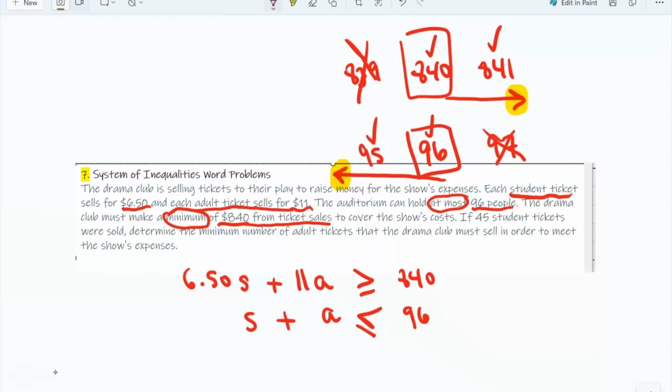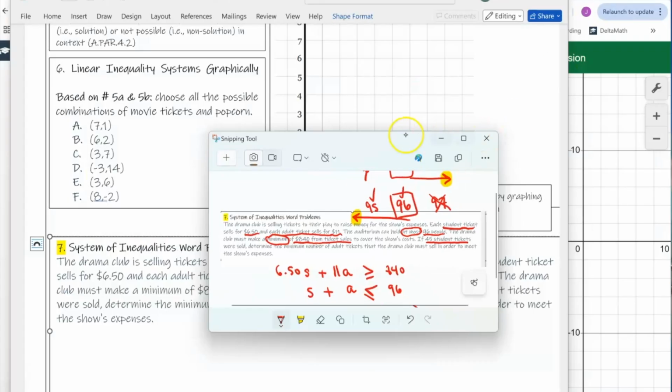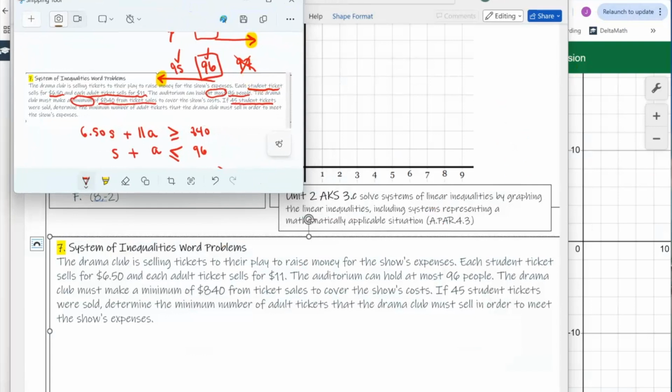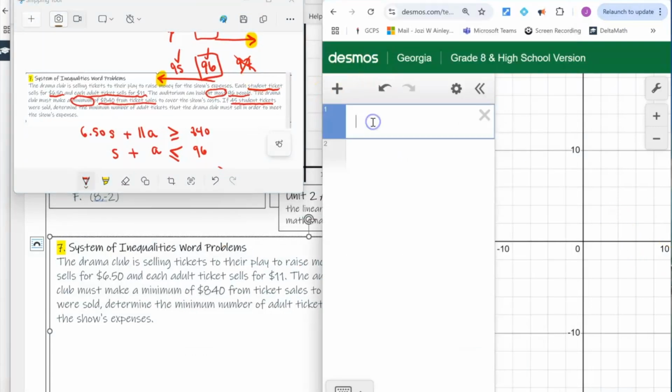So I have to figure out if 45 student tickets is a solution. When I get my solution, the student one is going to be the first one, right? Because it's student 45, and they're asking what is the y value at this point. So we're going to put it in the calculator and see. Type in what you have just like you normally would. Only you can't use S or A, so make sure that you're using X and Y.